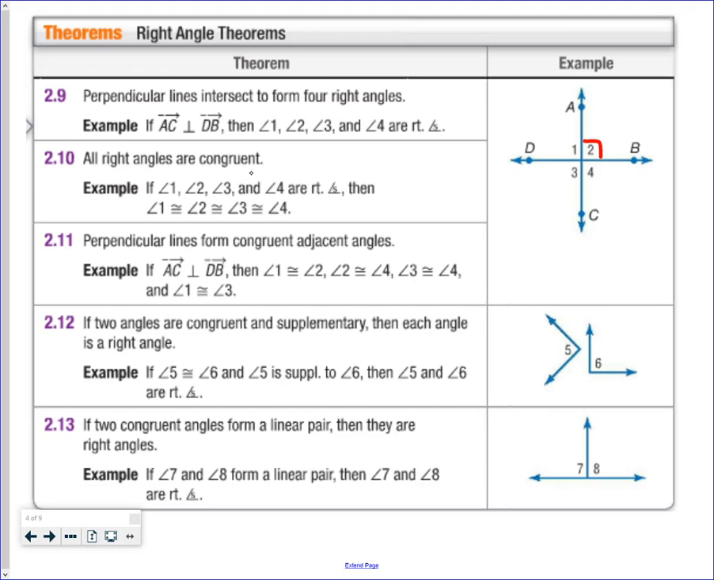Again, kind of a duh statement. How much is a right angle? 90 degrees. So if I have a right angle and you have a right angle, we both have 90-degree angles, which means they're the same. So this is usually used in proofs, okay?